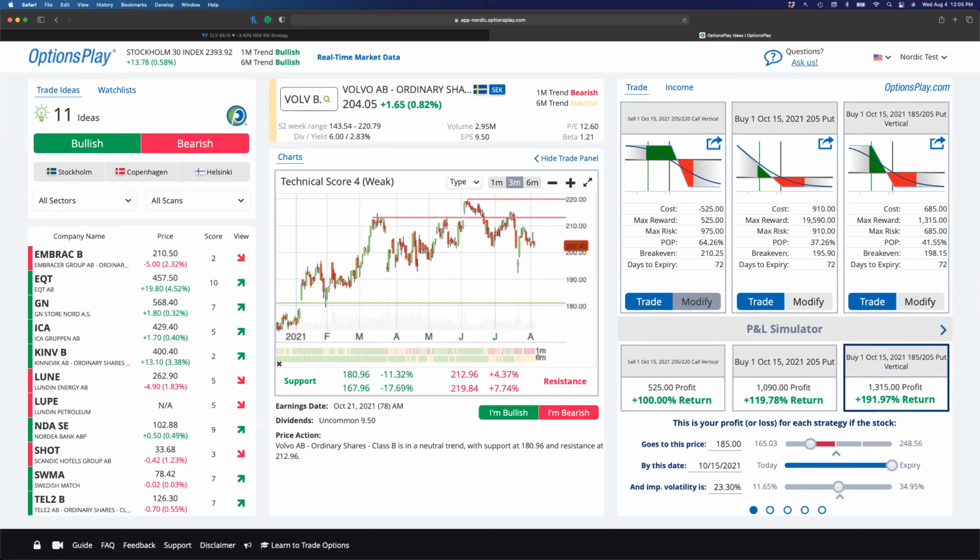So, you really have to ask yourself, how far do I think the stock's going to go? Do I think it's going to move a little bit? If that's the case, you probably want to sell the credit spread. If you think the stock's going to make a big move, that's when you might think you want to buy the debit spread. Does that make sense?